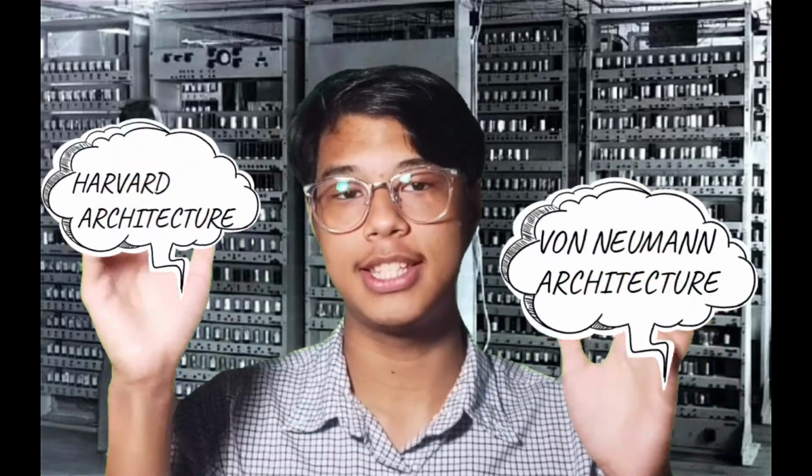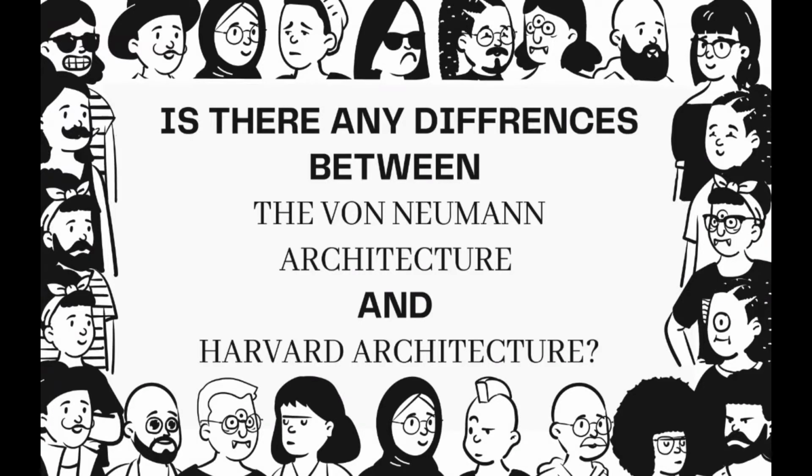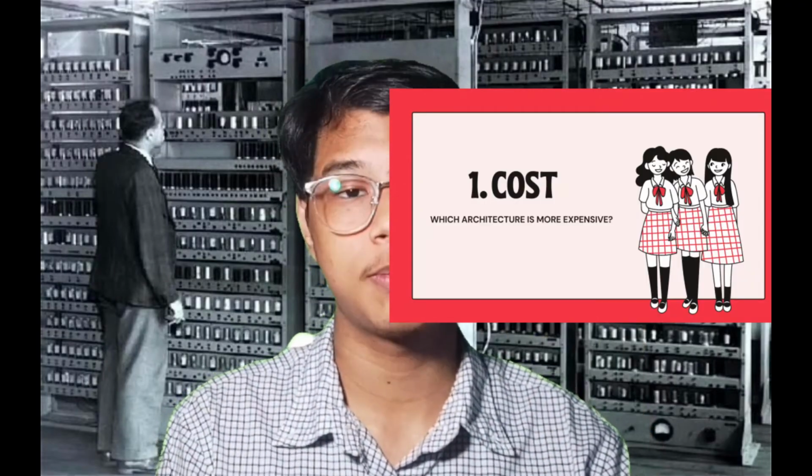Now, we know what the von Neumann architecture and the Harvard architecture are. The main topic that I will focus on is not the Harvard architecture itself, but whether there are any differences between the von Neumann architecture and the Harvard architecture. Discussing the first difference, which is cost. Which architecture is more expensive?